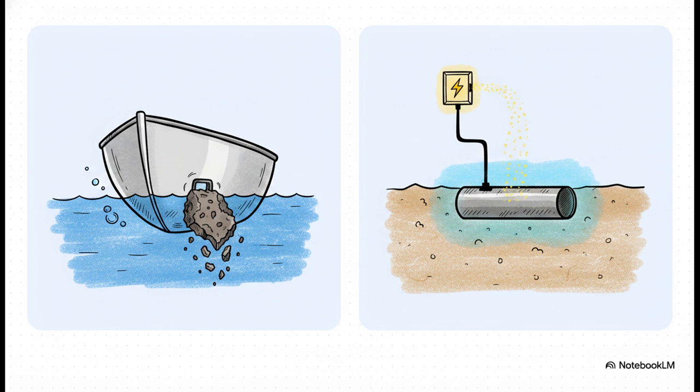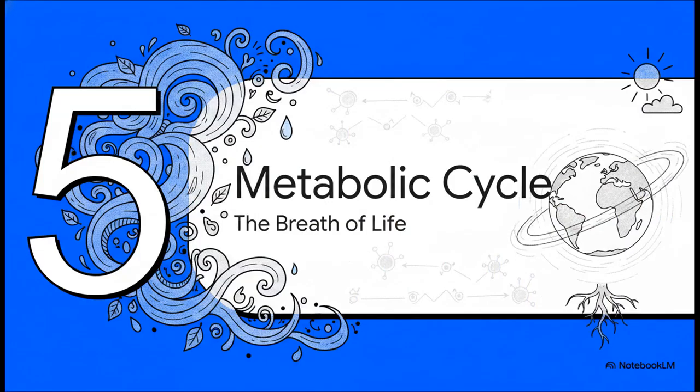But for something truly massive, like a cross-country oil pipeline, you can't just use blocks of zinc. Instead, we use ICCP, or Impressed Current Cathodic Protection. We hook up a power source to pump an endless, continuous supply of direct current electrons straight into the pipeline. By artificially flooding the iron with all these extra electrons, we completely stall its desire to oxidize, essentially rendering it immune to rust. Finally, Section 5, the breath of life, the metabolic cycle.